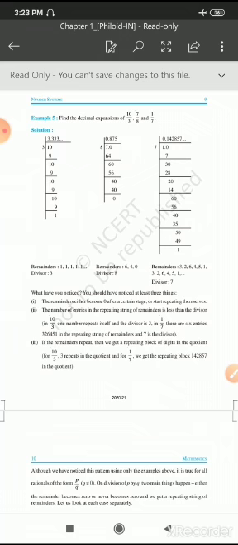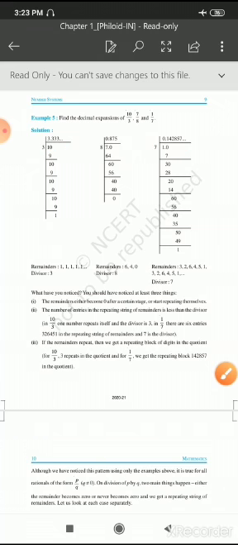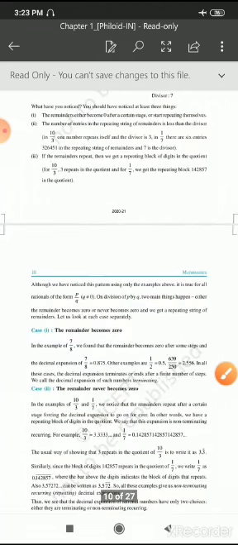So 142857 will be repeated once again here. So this 1 by 7 is also a non-terminating repeating decimal only. Here only 3 is repeating in the case of 10 by 3. Here 142857 is repeating. So that is a non-terminating repeating decimal.